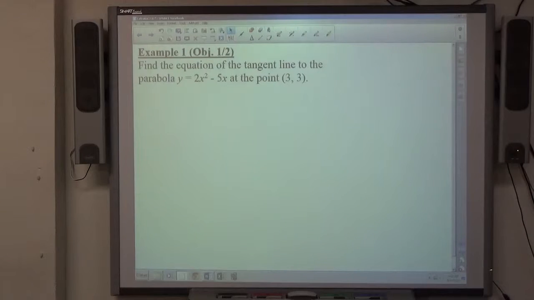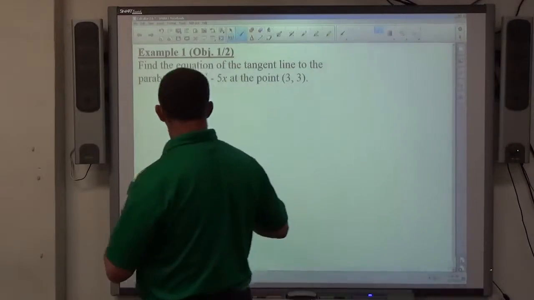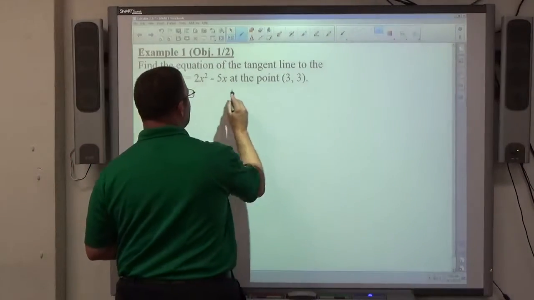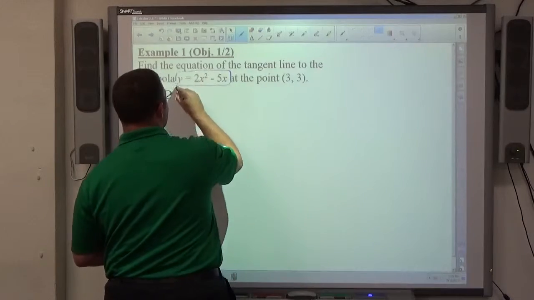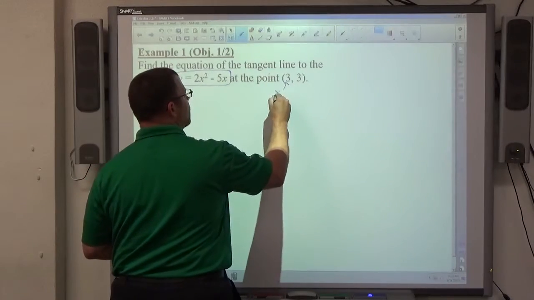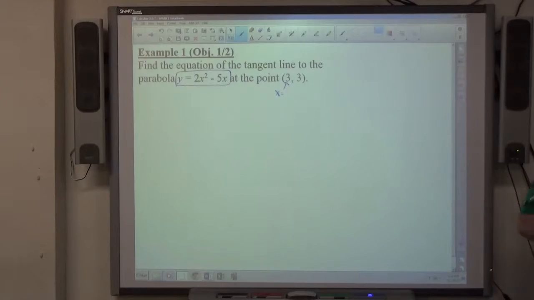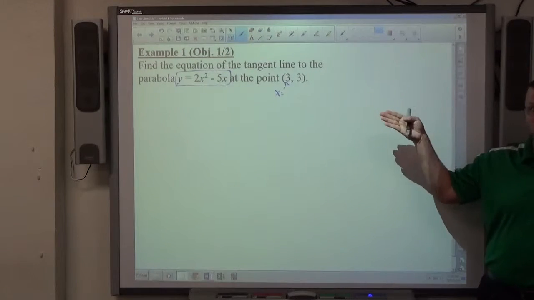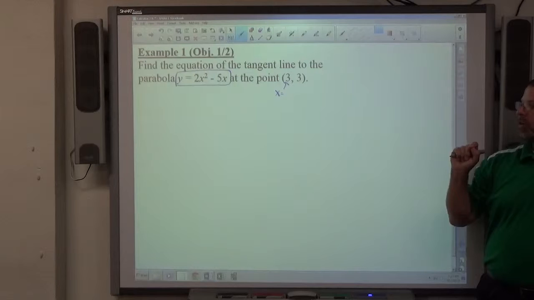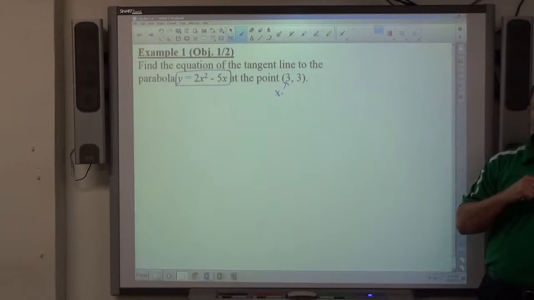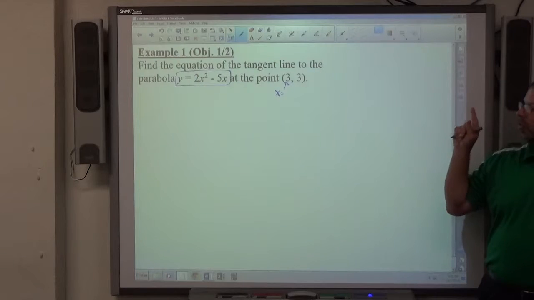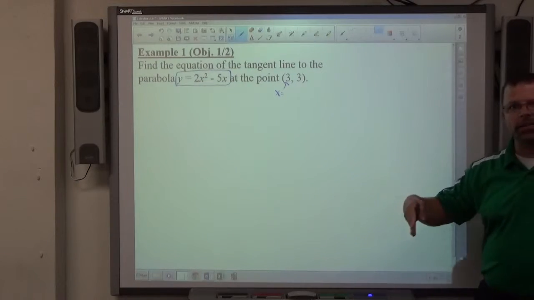All right, example 1. Find the equation of the tangent line of the parabola y equals 2x squared minus 5x at the point 3, 3. So what I want to do is find the slope of this when x equals 3. Anytime you look at a point of tangency, consider the point of tangency is x comma y. We're going to create a slope formula using this definition of slope I gave you, and then let x equal 3.